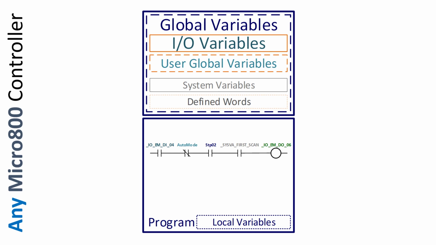So we have a total of 4 read type instructions. Each of these first 4 instructions read a memory location, and then they are either true or false. They actually are statements, not queries. So in a sense, the first instruction says input 4 is on. That's either true or false. It's in the auto mode, true or false. It's in step 2, true or false. This is the first program scan, true or false.